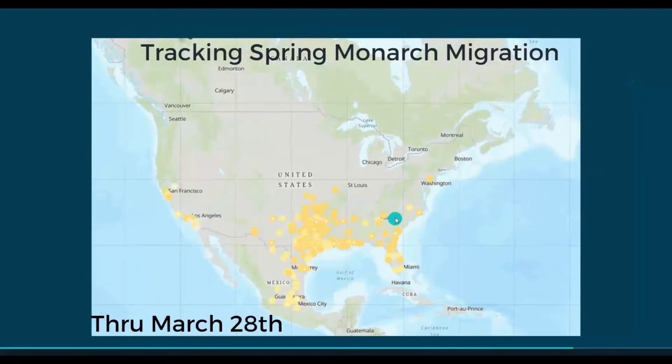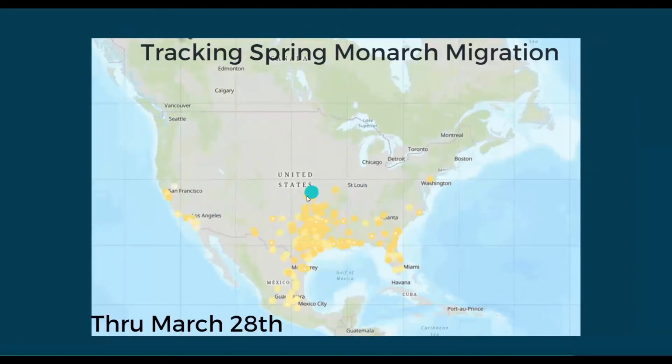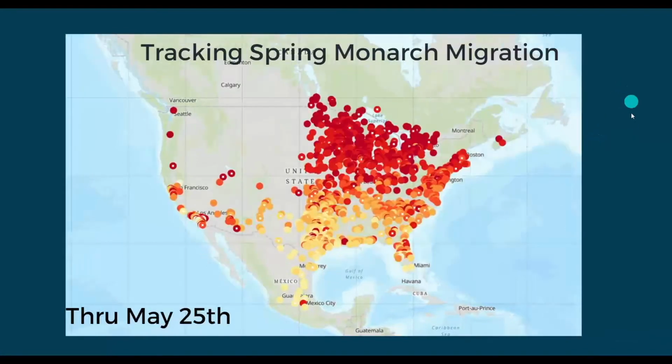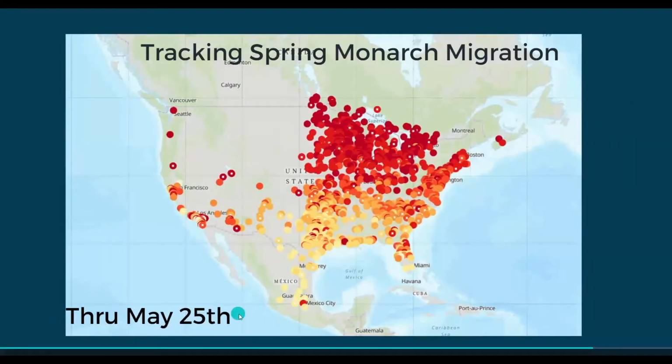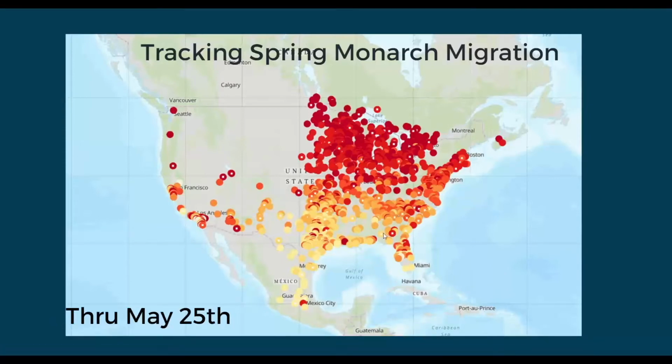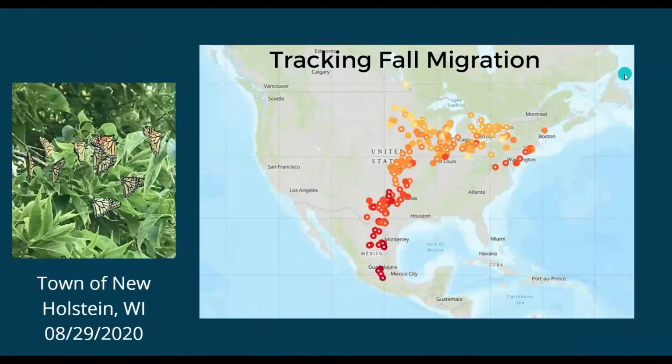And then by March 28th, monarchs have been sighted up towards St. Louis. And then by March 25th, you'll see that the maps are just an explosion of red dots, which means that they've arrived almost up into Canada, and certainly have been found in Wisconsin. And again, the reverse can be seen on our interactive maps.